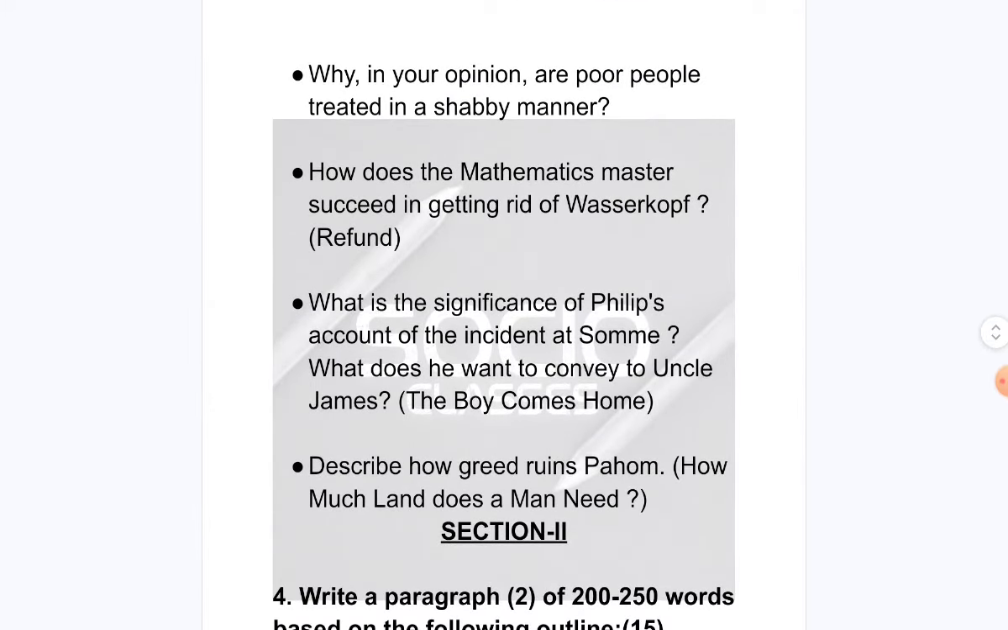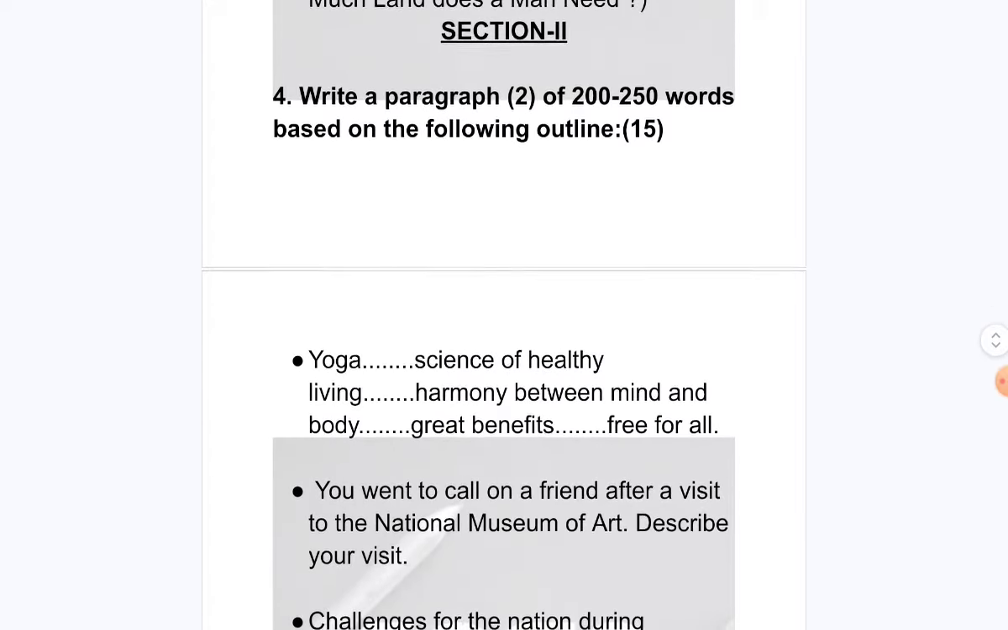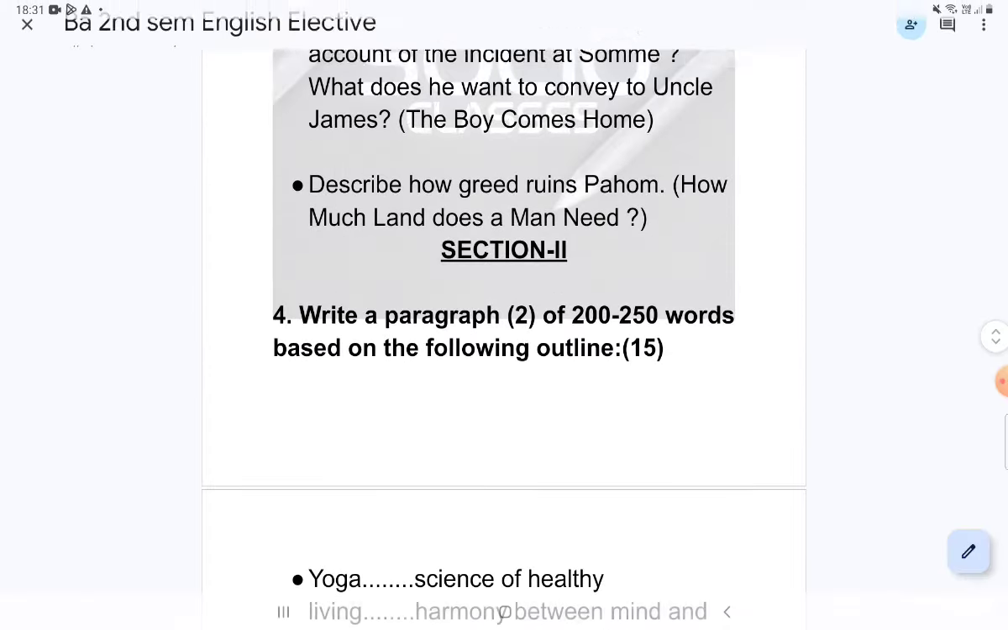Why, in your opinion, are poor people treated in a shabby manner? How does the mathematics master succeed in getting rid of Wasikov? What is the significance of Philip's account of the incident at Somme? What does he want to convey to Uncle James? Describe how greed ruins the home. Now we move on to section B or section 2.